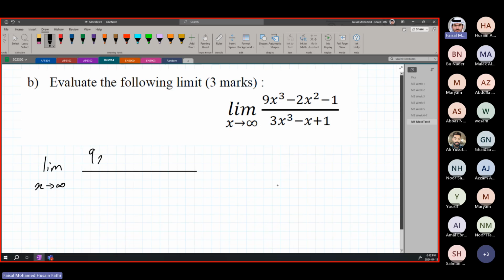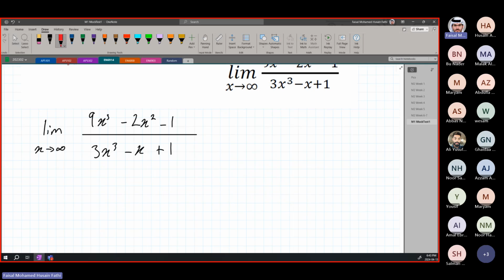What you're going to look at is, so let's write down the equation: 9x cubed minus 2x squared minus 1 over 3x cubed minus x plus 1. All right, when you have this, you're always going to look at the largest value of x. The largest value of x here is x cubed, the largest power of x. The same thing at the bottom. You are going to look at both the top and the bottom. Whichever is larger, you'll take it. In this case, both of them are x cubed. And then you're going to divide everything by x cubed, the same variable x cubed.